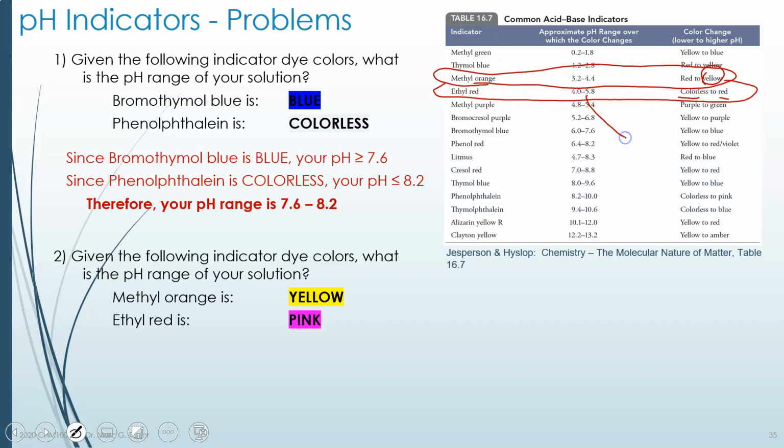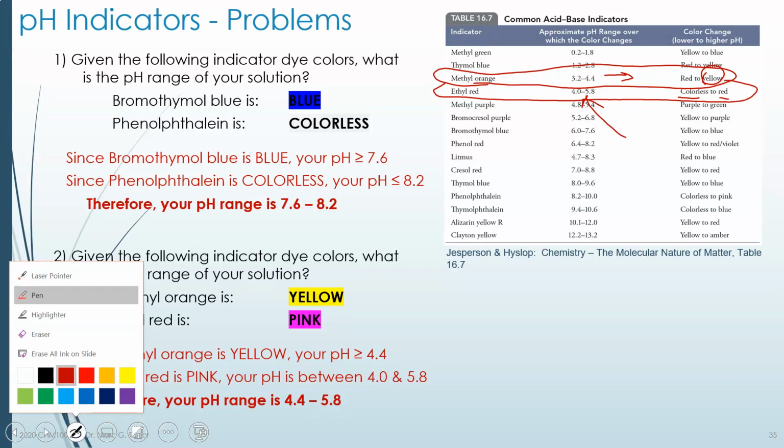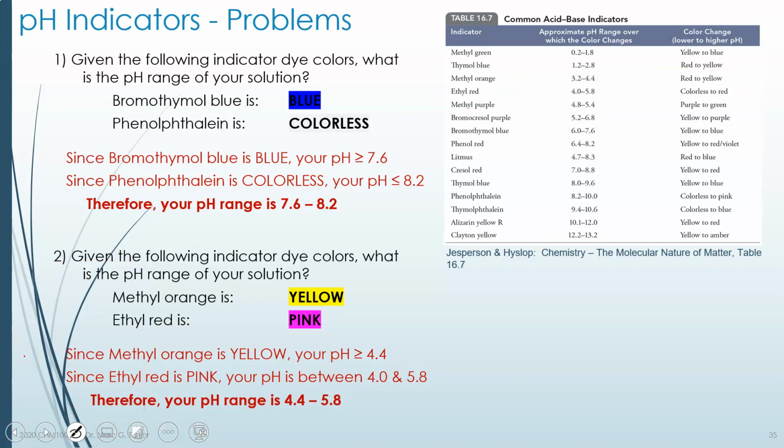So pink tells us it's right in the middle between these two pHs, and the yellow tells us it's above pH 4. So we have methyl orange telling us that the pH is greater than or equal to 4.4, and we have a pink ethyl red in the middle telling us it's somewhere in that transition of 4.0 to 5.8. Well, if it's greater than 4.4, but it has to be between 4.0 and 5.8, well, then we know the pH must be between 4.4 and 5.8. And we can't really narrow it down unless we use other pH indicators that we might get.